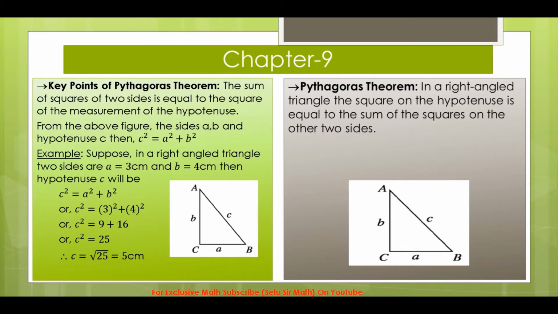Now, Pythagoras theorem. In a right angle triangle, the square on the hypotenuse is equal to the sum of the squares on the two other sides. That means this language and this language are the same. This Pythagoras theorem has been proved in various methods.